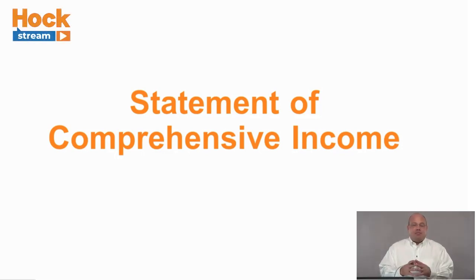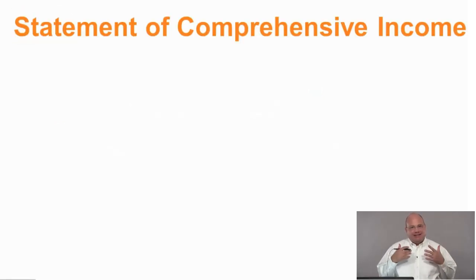The statement of comprehensive income. This is a fourth financial statement. It's not one of the main financial statements, but we do need to know what it is and what it is showing. U.S. GAAP requires that a company show its comprehensive income. And this is potentially a little bit different than the net income for the company.